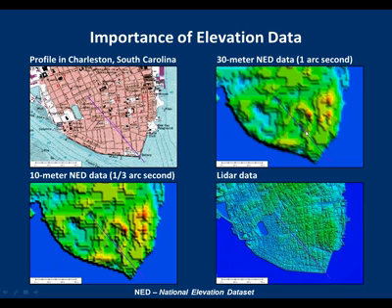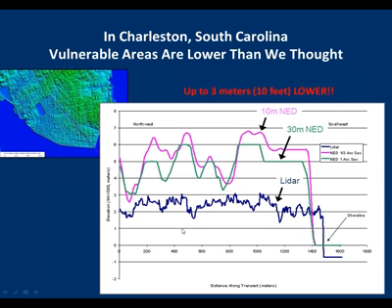And I'll show you a profile of this in a cross-section, but you see the difference in the types of accuracy and the resolution of the features that it can pick up. And looking at it in cross-section, you can see the LiDAR data is showing that the peninsula downtown in Charleston was a lot lower than we initially thought with some of the national elevation data sets.